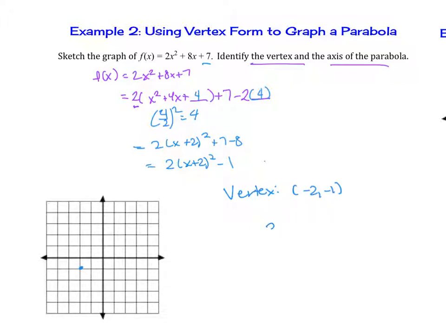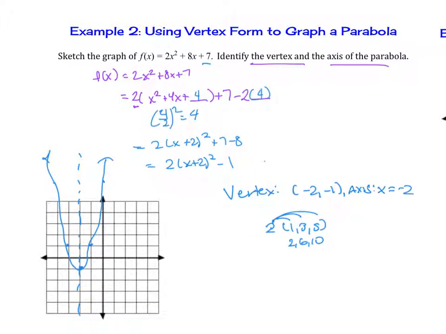Then we can use our pattern of 1, 3, 5, but remember we need to multiply by 2 in order to get the pattern. So it's going to be 2, 6, and 10. So at (-2, -1), we go right 1, up 2, right 1, up 6. And notice that is at our y-intercept of 7. So here is our graph. It's a little wavy. And then we know that our axis is here, which is at the x value of the vertex, and that is -2.